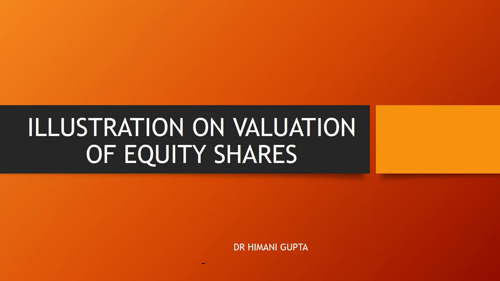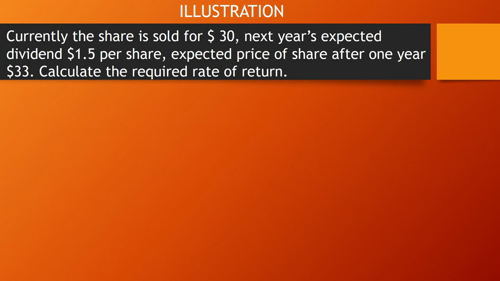Hello everyone. Let's go with one more illustration on the valuation of equity shares. So here is a question for you. The question says that currently the share is sold for $30. Next year's expected dividend is 1.5 per share and the expected price after 1 year is 33. Now you have to calculate the required rate of return.